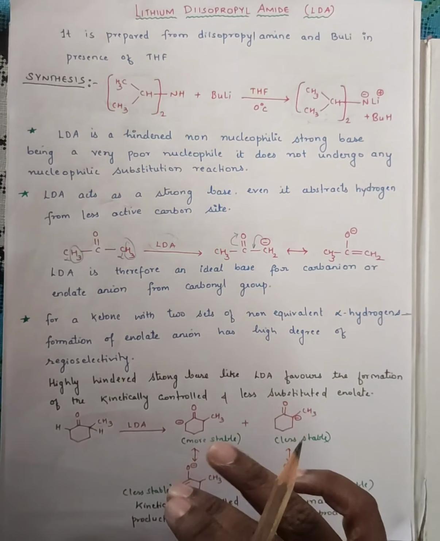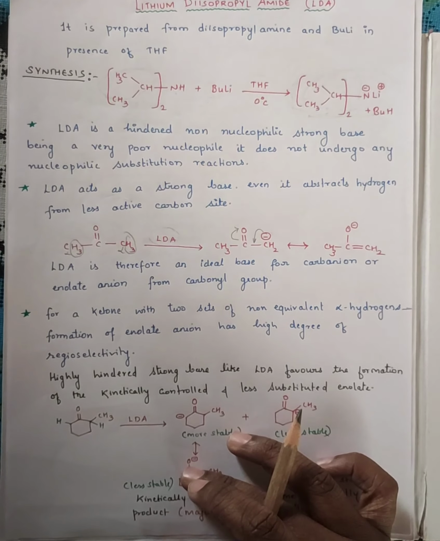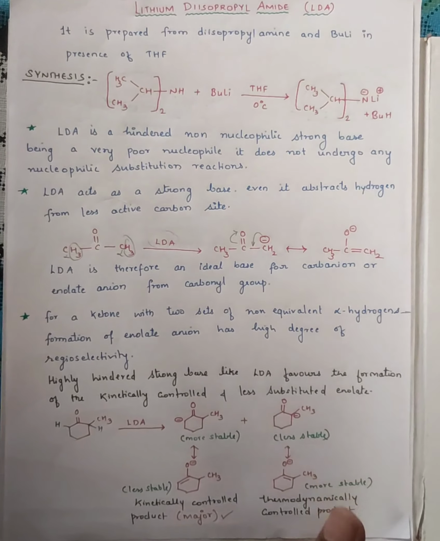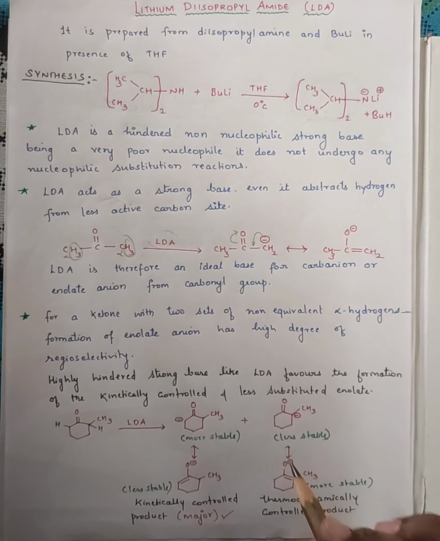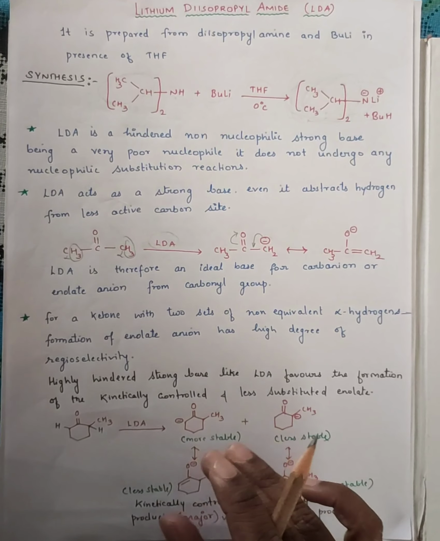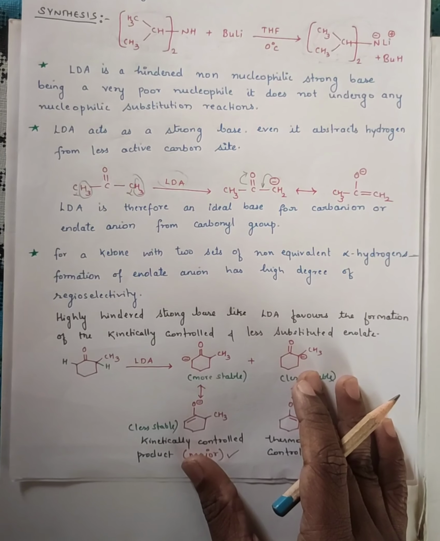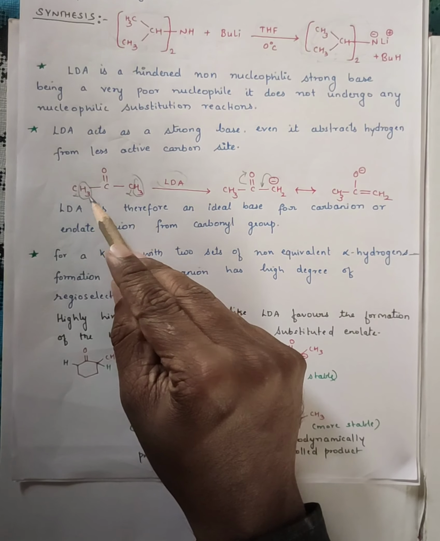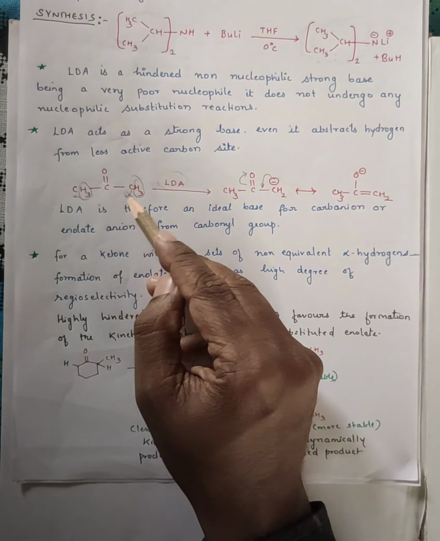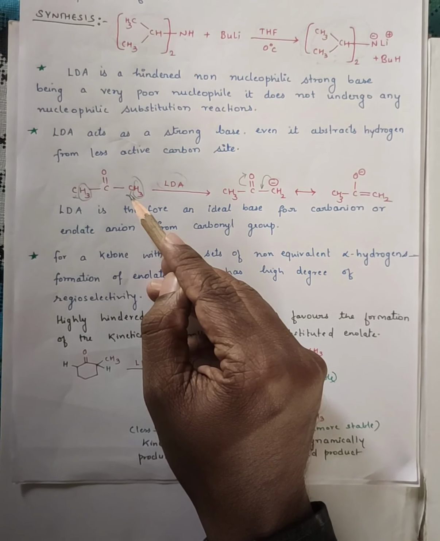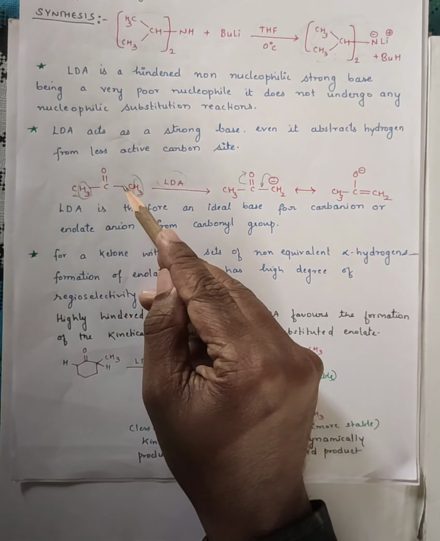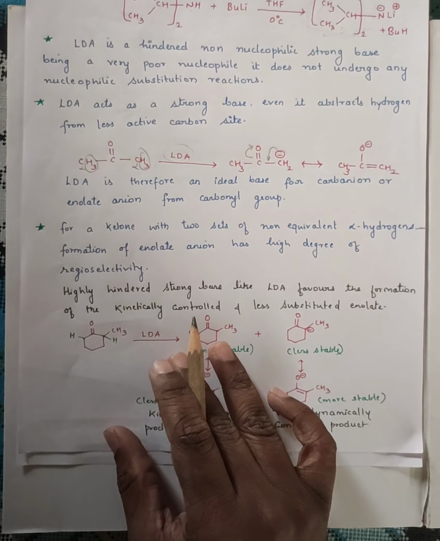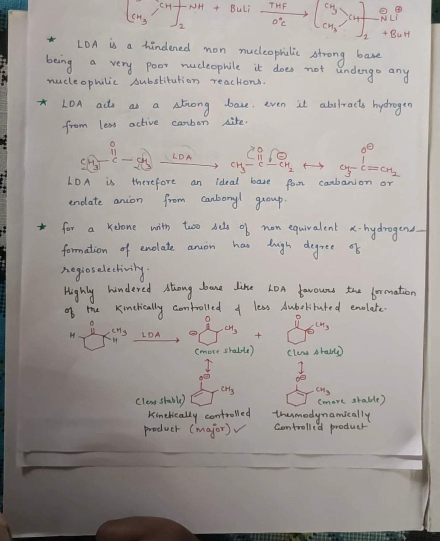So the only function of LDA is abstraction of the hydrogen. It will not act as a nucleophile, it will just abstract the acidic proton. Now there are cases. In the first case you understood, there are two acidic protons and both are equivalent hydrogens, which means their neighboring groups are the same, so you can remove any one hydrogen of the two. But in this next case, let's talk about the regioselectivity of LDA.